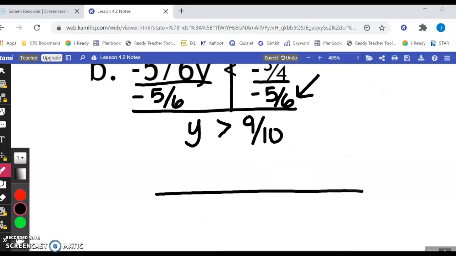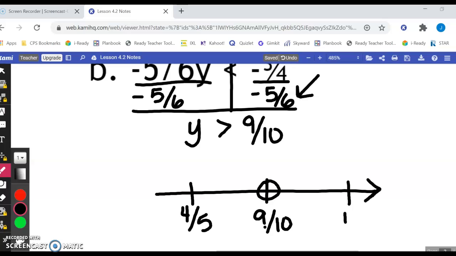We have to put that on a number line. 8/10 would be the same as 4/5. And circle at 9/10, it's not equal to, so we're not going to fill it in. Y is greater than, so we're going to shade to the right.